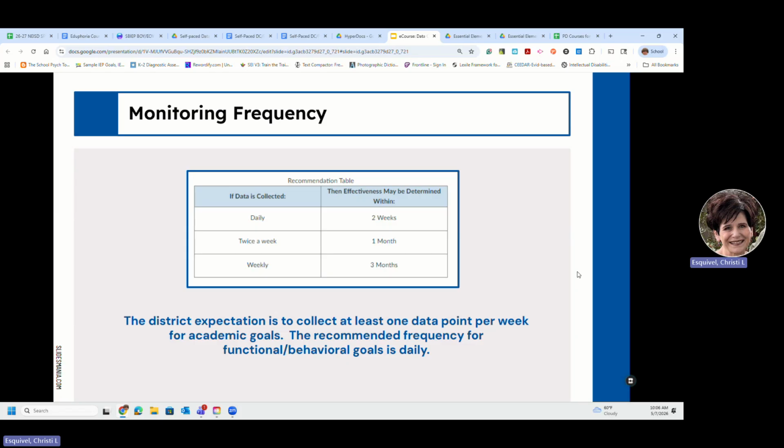The district expectation is to collect at least 1 data point per week for academic goals. The recommended frequency for functional and behavioral goals is daily. This allows us to monitor progress for a set amount of time before revising our instruction.